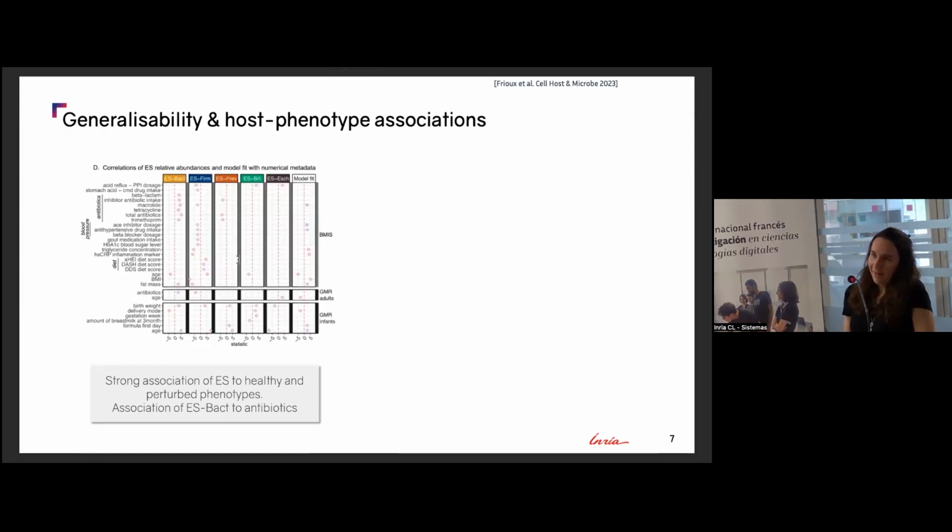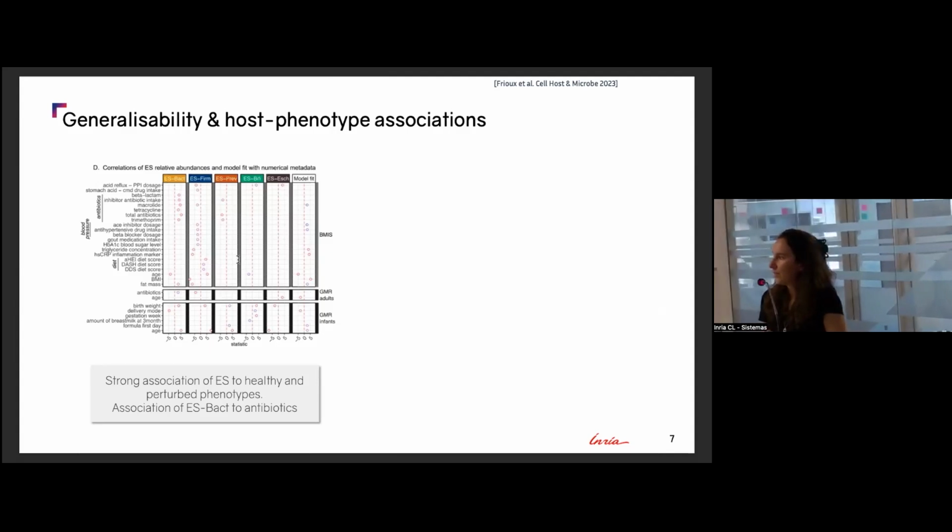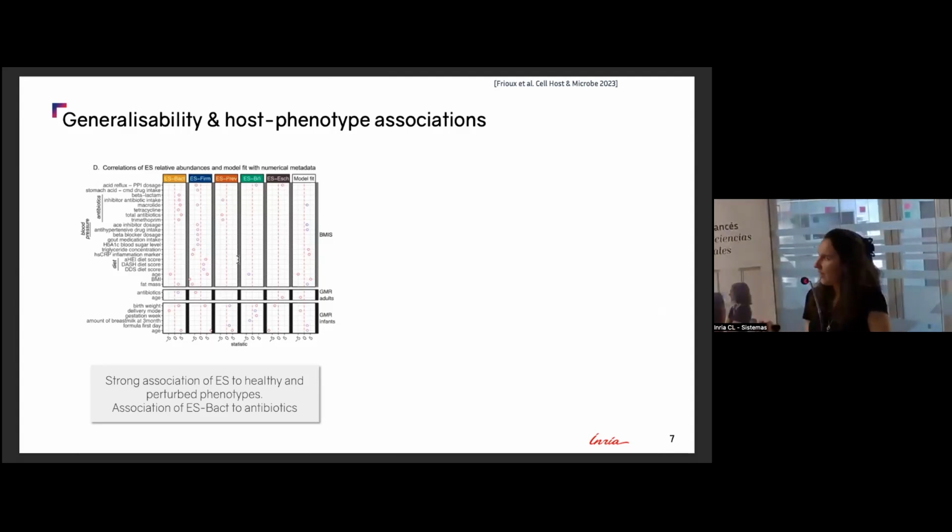Associated to the data, we have metadata describing the phenotype of the host, whether the host individual took medication, what diet was associated to the individual, the age, the BMI. We have many metadata that we can associate to the enterosignatures. And we could find correlations between some healthy phenotypes and the prevalence of the Firmicutes enterosignature, or some phenotypes associated to perturbed microbiome composition and some other enterosignatures.